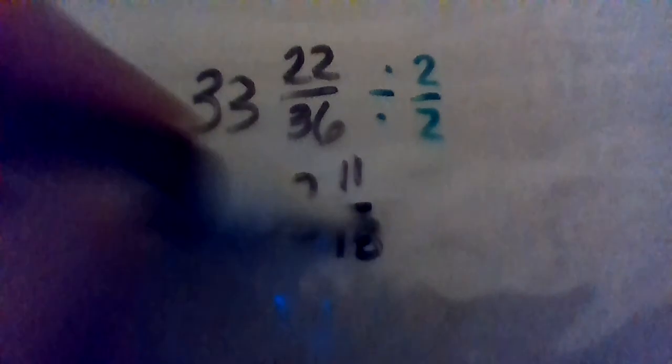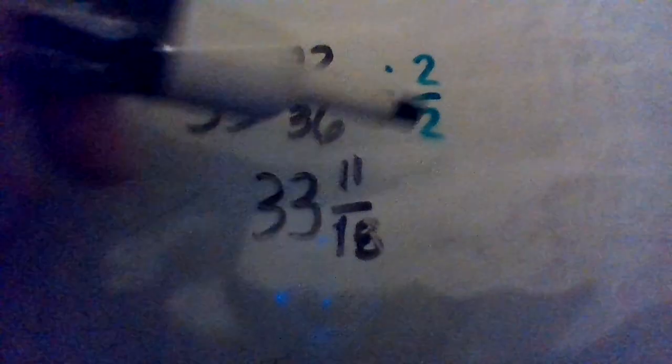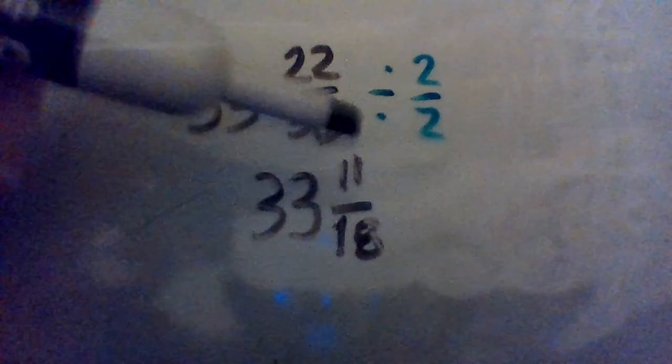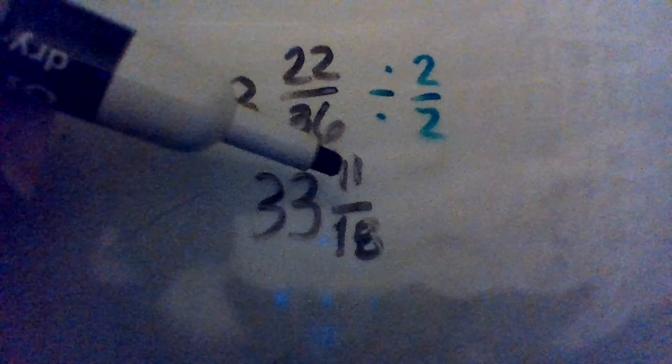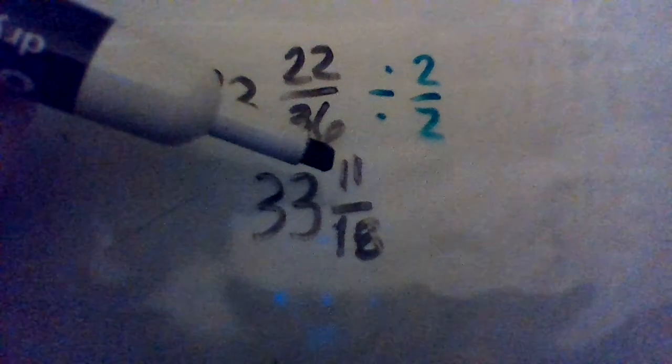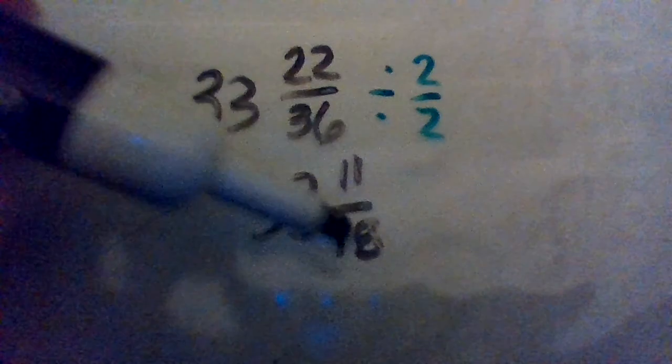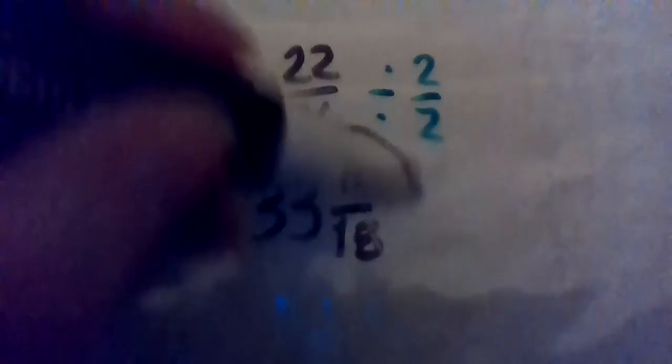Or I can do the actual division, 36 divided into 2 groups. I could do that. I just know it's 18. 11 is a prime number, which means 1 and 11 are the only factors, and I cannot do 11 times anything to equal that. So here is my final answer.